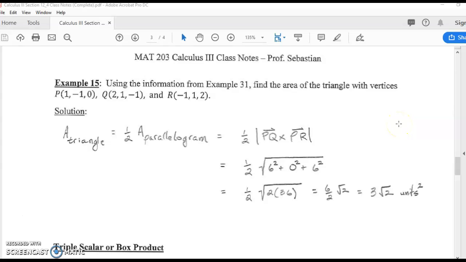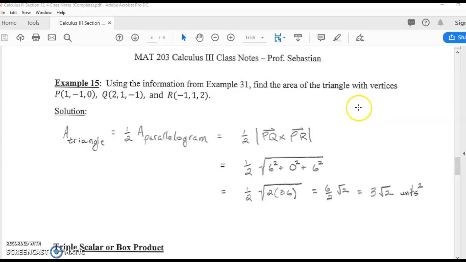Hi again, everyone. We're back to our Calc 3 class notes. We're on page 15 and we're looking at example 15. We're in section 12.4, which is the cross product, the second of our two types of vector multiplication. So using the information from example 31, find the area of the triangle with vertices, same vertices.